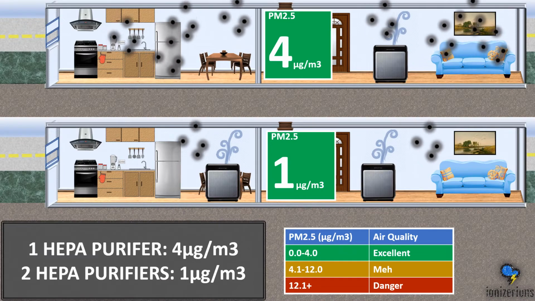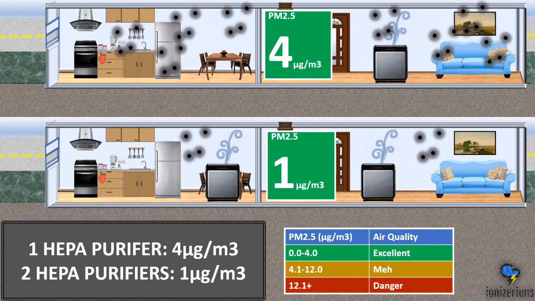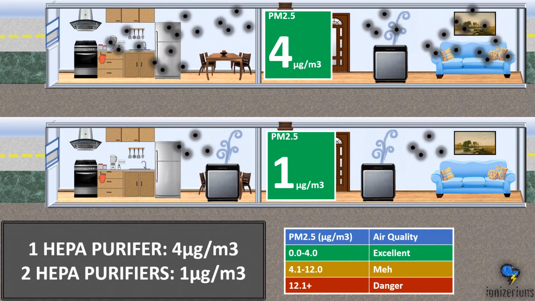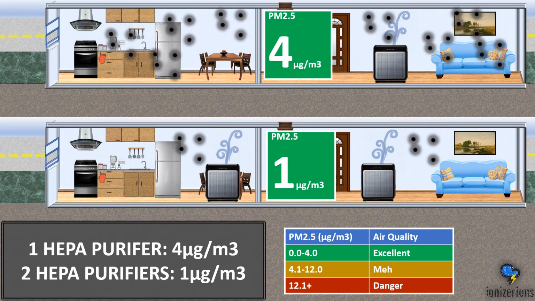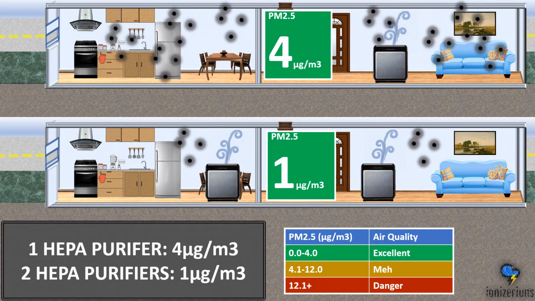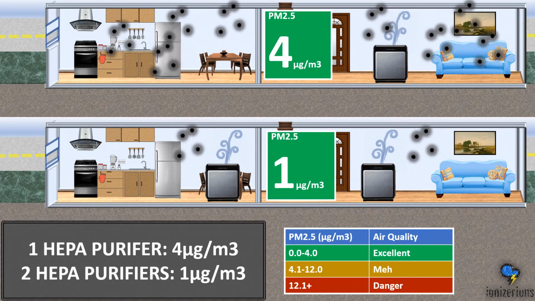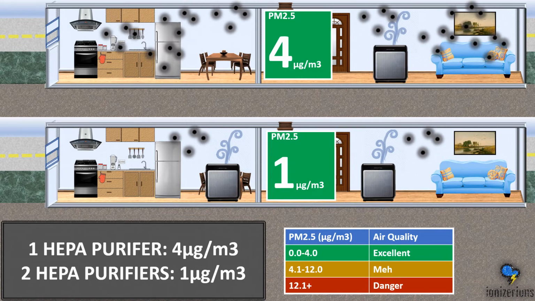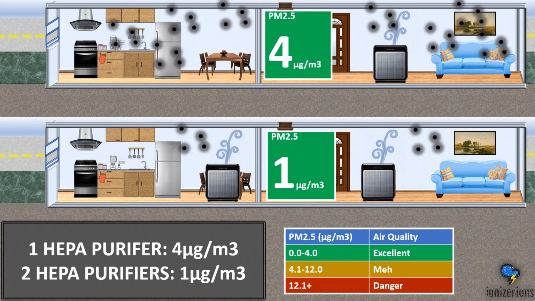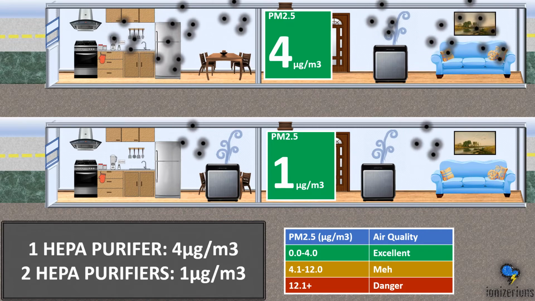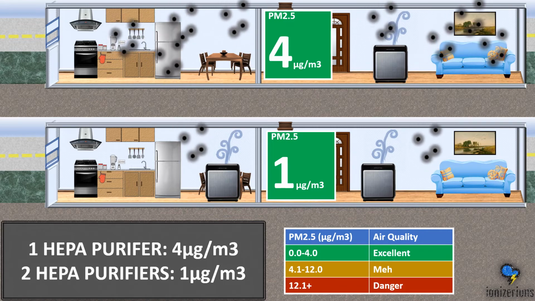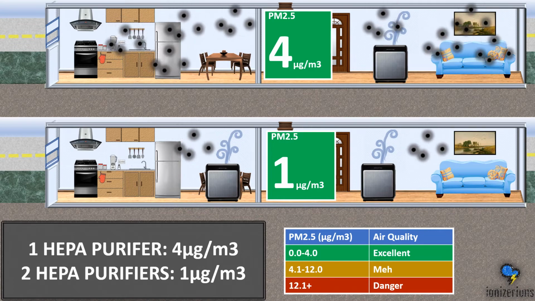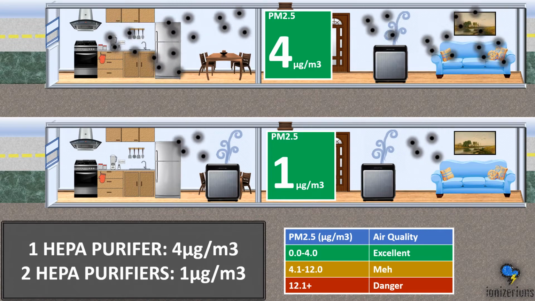So here's another example. In the top scene, we have 1 HEPA purifier for the floor. So as you can see, we have 4 micrograms per meter cube of particles. You can see conceptually what the particles could look like. In the second scene, we have 2 HEPA purifiers. Therefore, we have cleaner air at 1 microgram per meter cube. And as you can see, we have less particles. Both scenes have excellent air. It's your choice how many air purifiers you want to own. If you want cleaner air, generally speaking, you want to own more devices.